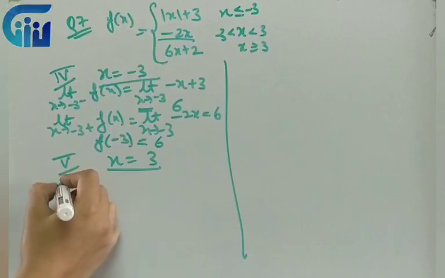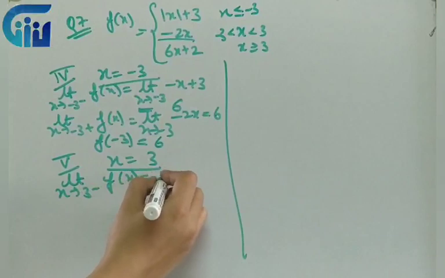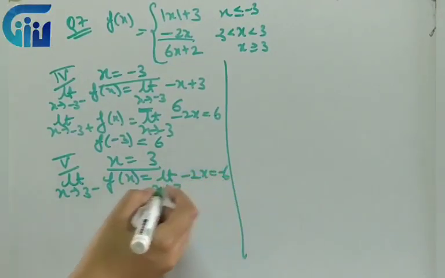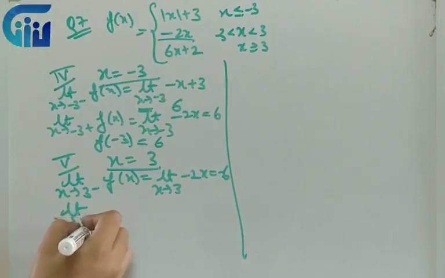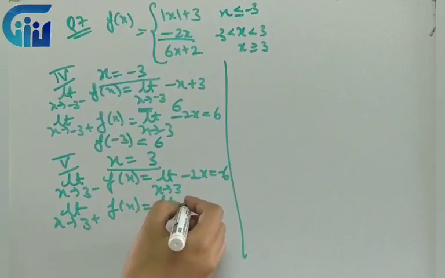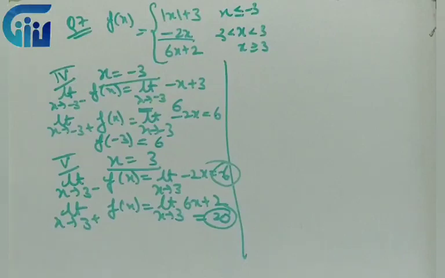Then for 3, again we will do x tends to 3 minus. 3 minus means it is less than 3, so it is minus 2x. It will come out to be minus 6. Limit x tending to 3 plus means it is greater than 3 now, so we will say x tending to 3 of 6x plus 2. It will come out to be 20. Both the values are not equal. Hence the only point of discontinuity in this function is x is equal to 3. We can see x is equal to minus 3 is the point of continuity. So the only point of discontinuity is x is equal to 3.